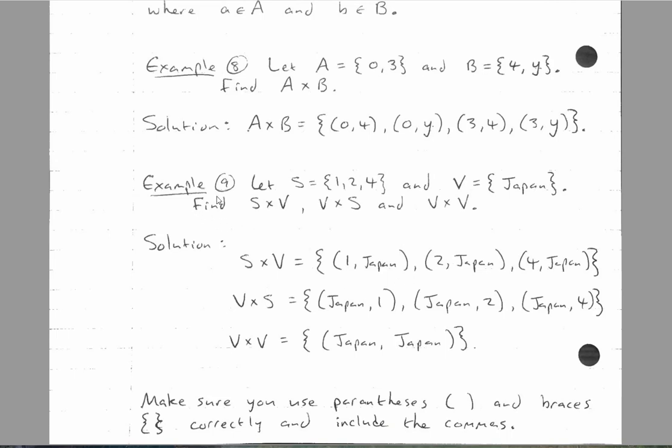And one last example here. Let S be the set {1, 2, 4}. Let V be the set just containing Japan. Just to emphasize, these sets can be anything. Find these three Cartesian products. First, S cross V. Now the ordered pairs have to contain the first element from S and the second element from V. There's only one element in V, so the second elements are all going to be Japan, and the first elements are 1, 2, and 4.